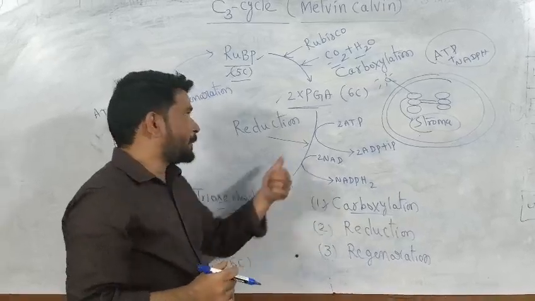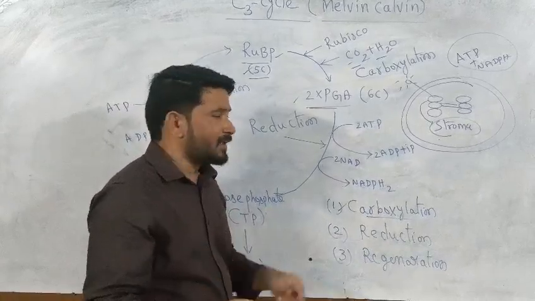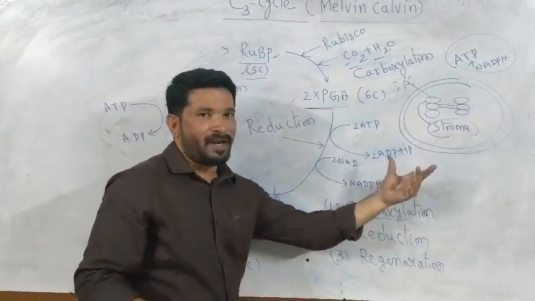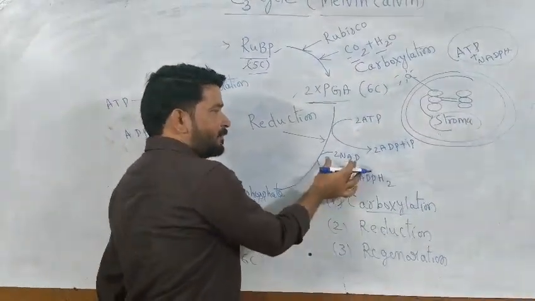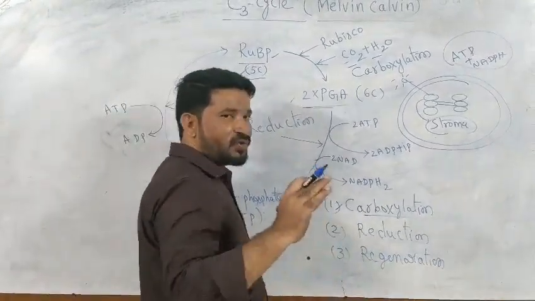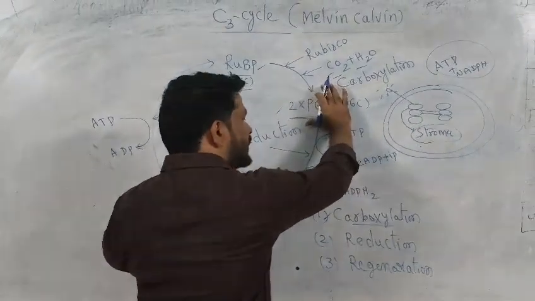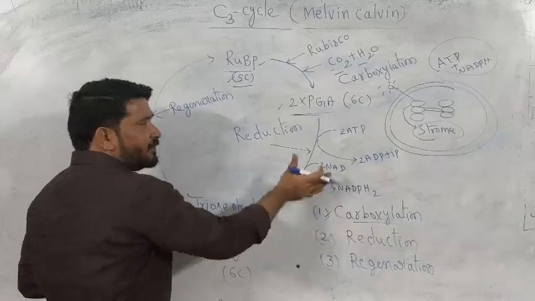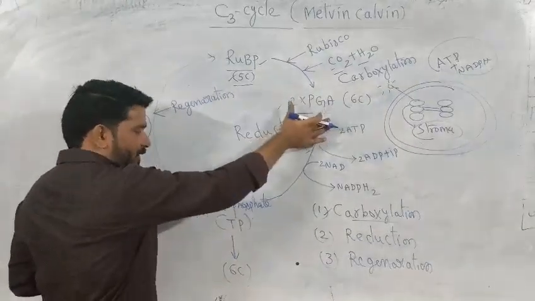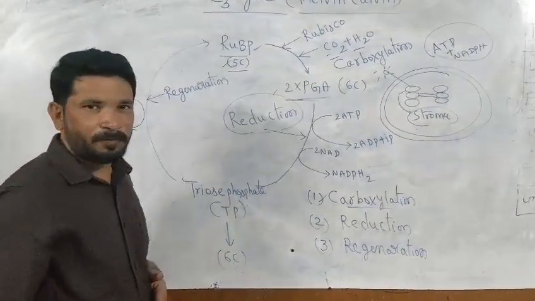In this triose phosphate preparation, 2 ATP energies are utilized, forming 2 ADP and inorganic phosphate. At the same time, 2 NADPH2 are utilized here. Finally, the PGA is converted into triose phosphate by utilizing these. This process is what we call the reduction process.